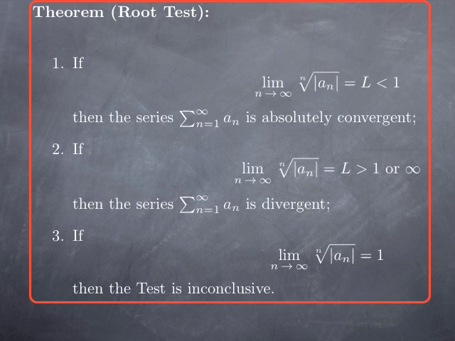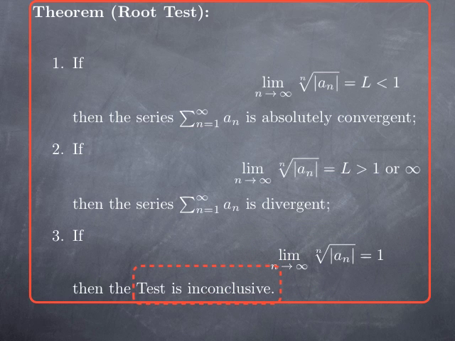So we have the same sort of statements, specifically that if that limit is strictly less than 1, then we have absolute convergence. If this limit is greater than 1 or infinity, then we have a divergent series. And if this limit is exactly 1, then the test is inconclusive in the sense that we cannot decide if the series is convergent or divergent from that test, and you would have to go to another criterion.